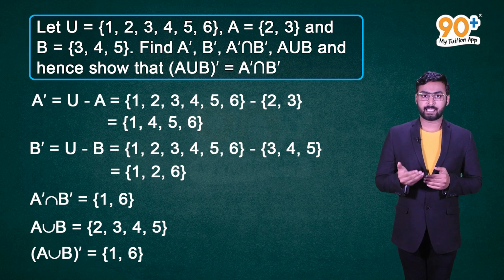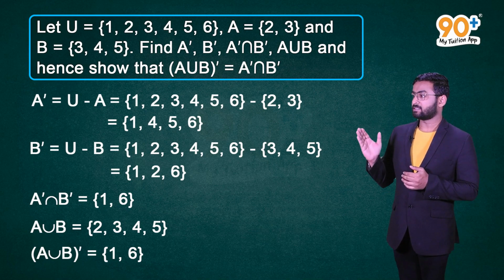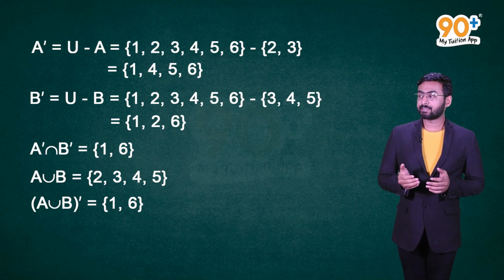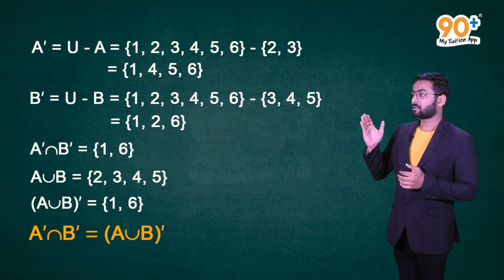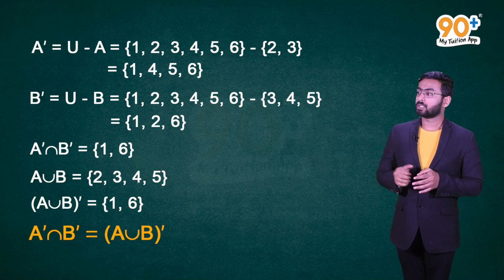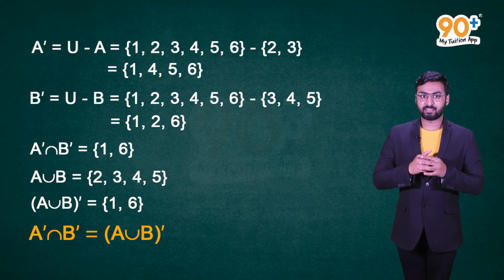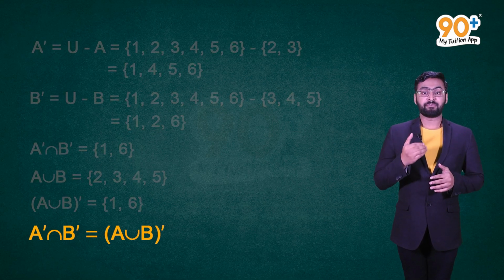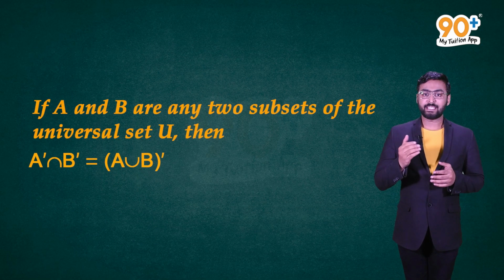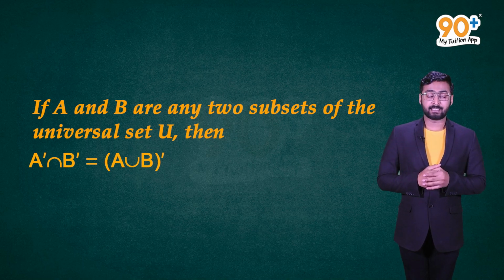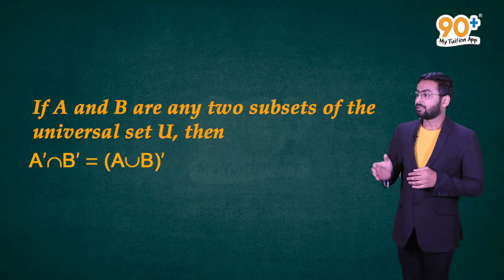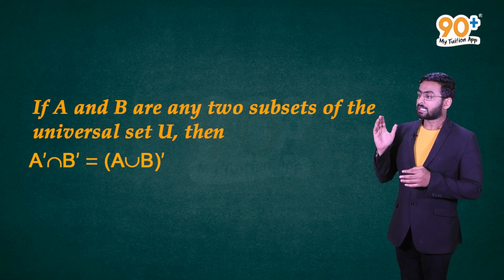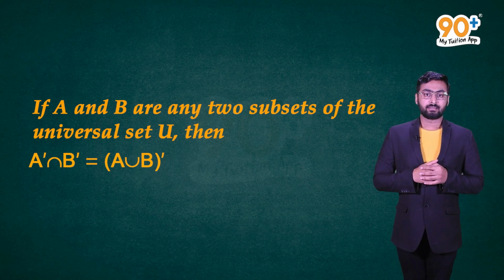This is the same as A complement intersection B complement. From this we can say that A complement intersection B complement is equal to A union B whole complement. This result is true in general. If A and B are any two subsets of the universal set U, then A complement intersection B complement is equal to A union B whole complement.